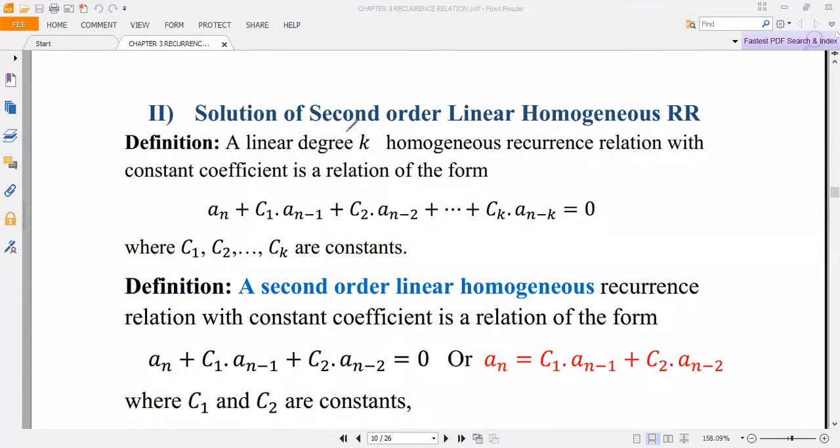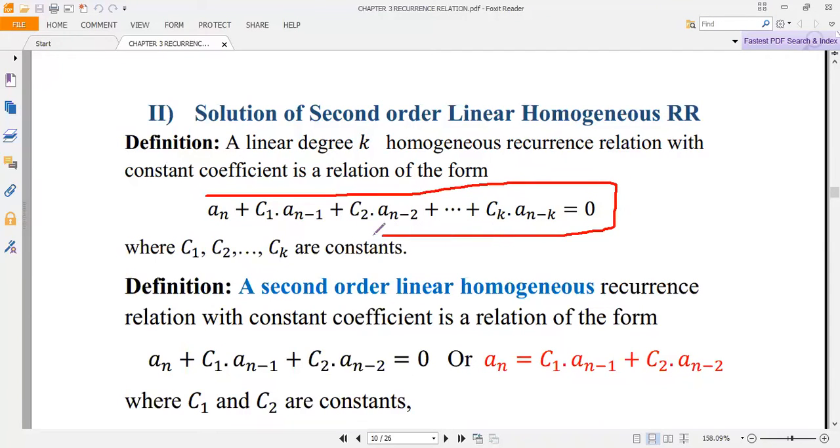Hello everyone, today we will see about the solution of second order linear recurrence relation with constant coefficient. So let's first define what a homogeneous linear recurrence relation with degree k is. A linear degree k homogeneous recurrence relation with constant coefficient is a relation of the form like this one, where C1, C2, Ck are constants.